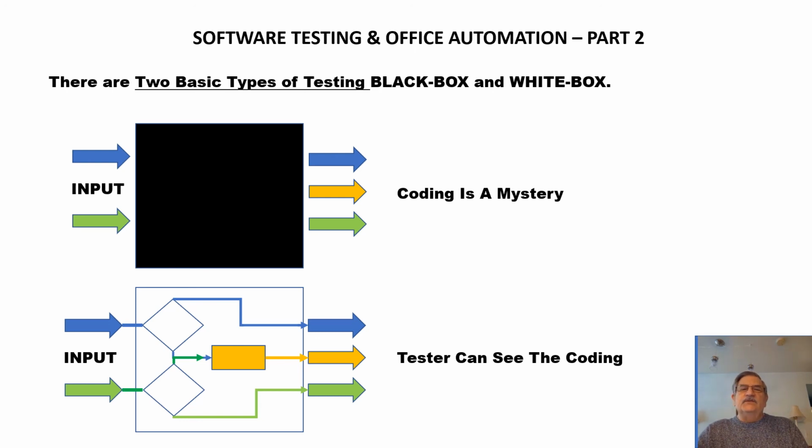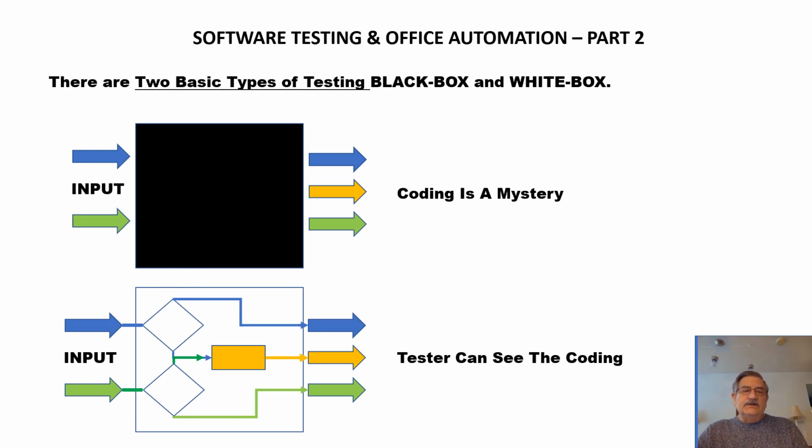There's basically two types of testing. There's black box testing and white box testing, or crystal or glass testing, whatever you want to call it. Black box testing, the coding inside is a mystery. They just give you an input sheet and they give you outputs that are supposed to happen magically. So in this example, if there's just a blue input, blue comes out. If you have only a green input, green comes out. And if you have simultaneously entered a blue and a green input, then this orange one comes out.